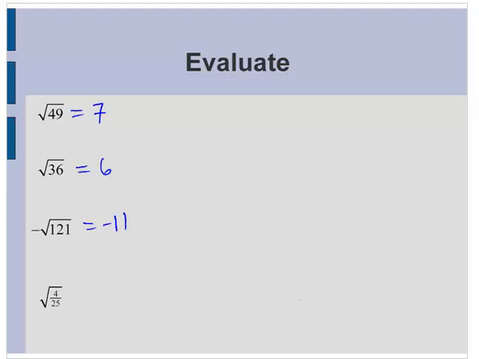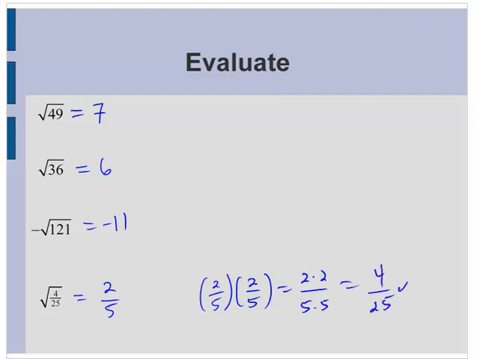Now the next exercise asks us to determine the square root of 4/25. So, what number squared gives 4? And that would be 2. What number squared gives 25? And that would be 5. So the square root of 4/25 would be 2/5. If you wanted to check your work on this, 2/5 times 2/5 is 2 times 2 over 5 times 5, 4 over 25.